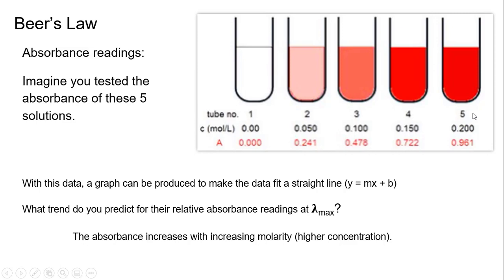You have them numbered, and you have the C, which is the molarity. So as you can see, this molarity is going up with the more concentrated it is. Absorbance starts at 0, and you can see this is also going up. So the more concentration, the absorbance value is also going up. What trend do you predict for the relative absorbance readings at the best wavelength? The absorbance increases with increasing molarity, which is higher concentration.